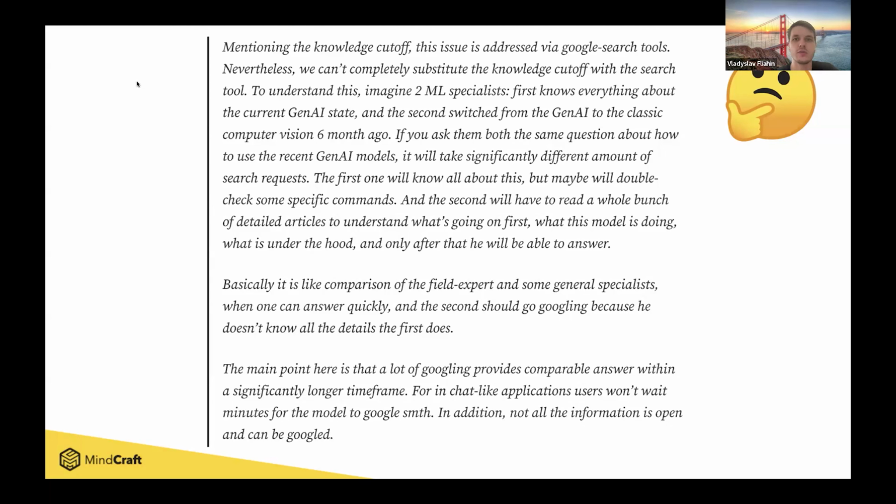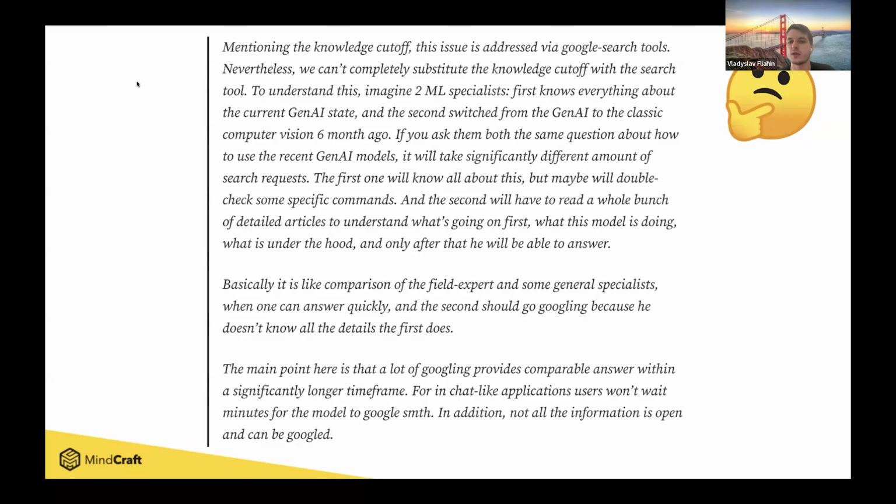To understand this, imagine two ML specialists. The first knows everything about the current GenAI state, and the second switched from GenAI to classic computer vision 6 months ago. If you ask them both the same question about how to use recent GenAI models, it will take a significantly different amount of search requests. The first one will know all about this, but maybe will double check some specific comments. And the second will have to read a whole bunch of detailed articles to understand what's going on first, what this model is doing, what is under the hood, and only after that will he be able to answer. Basically, it's like a comparison of a field expert and some general specialist, when one can answer quickly and the second should go Googling because he doesn't know all the details the first does.